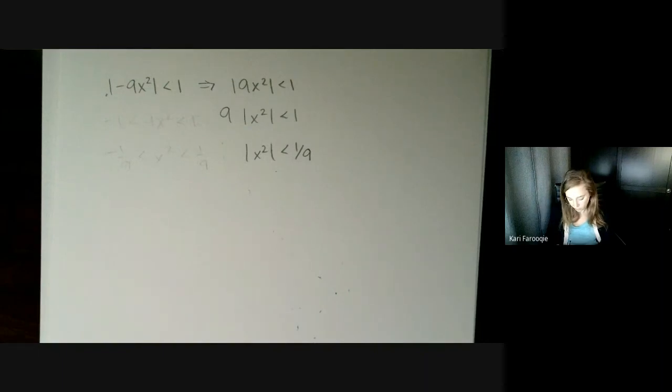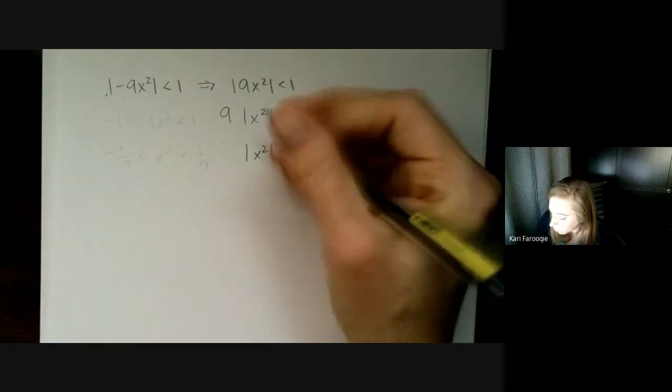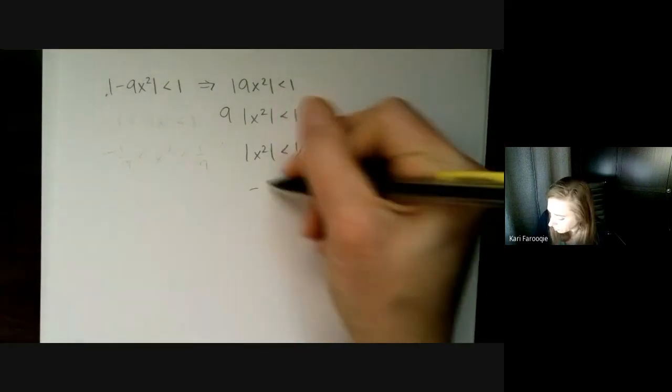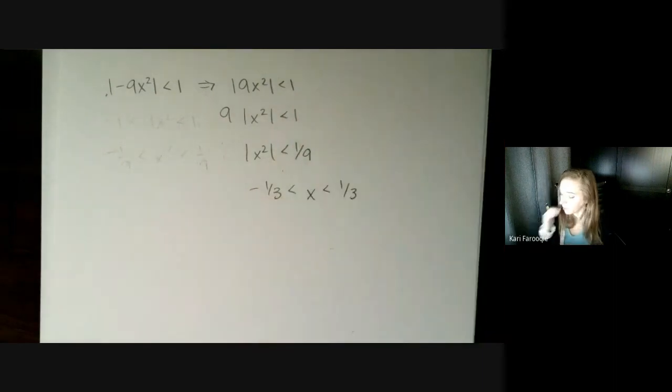And then when you take the square root of both sides, anytime you take the square root of both sides, remember you have to apply a plus or minus. So if I take the square root of 1/9, then we apply the plus or minus, and we would say that this value has to be in between negative 1/3 and positive 1/3.